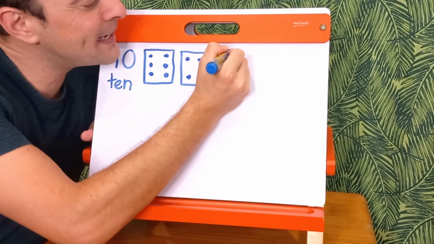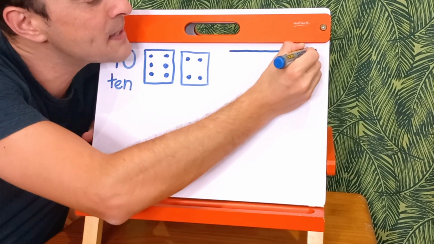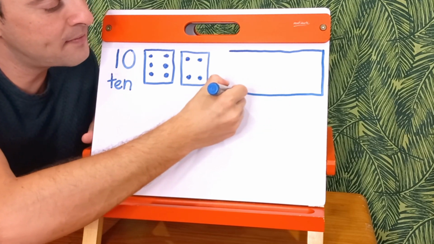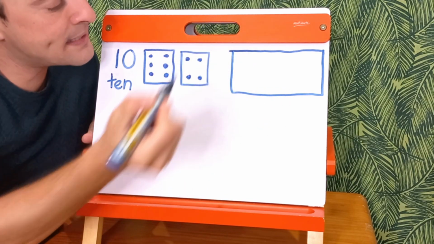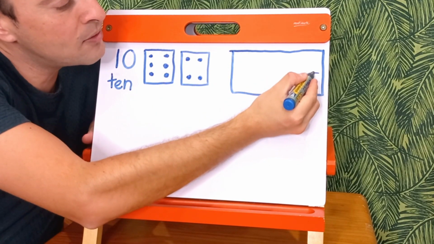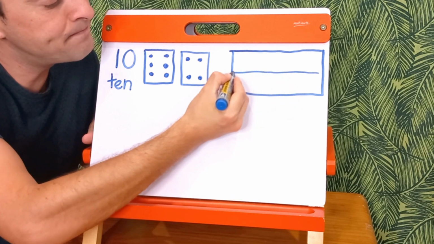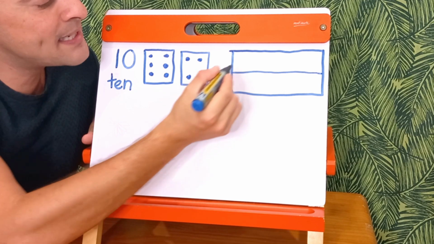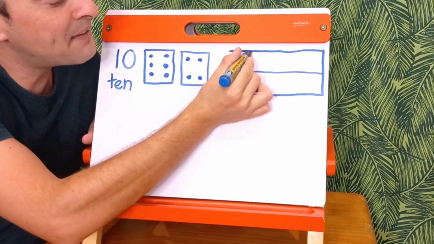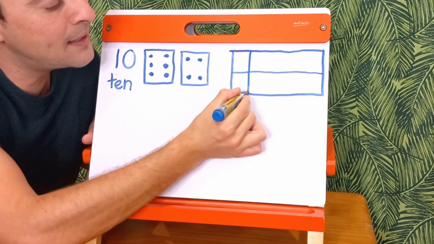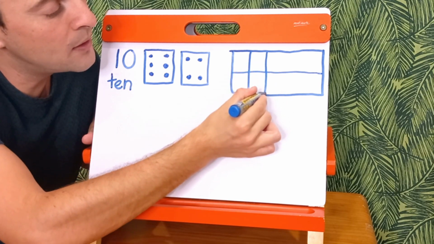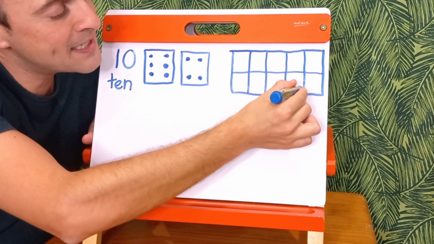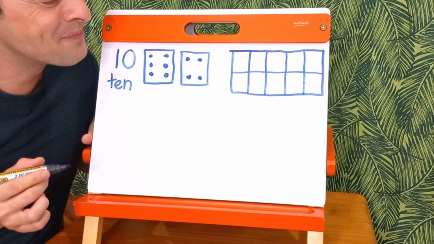As always, we start our 10 frame with a nice big rectangle like this. And then our next step, we draw a horizontal line through the middle, like this. And then of course, how many lines going down? 4. Count them with me. 1, 2, 3, 4. Trying to keep those spaces equal.